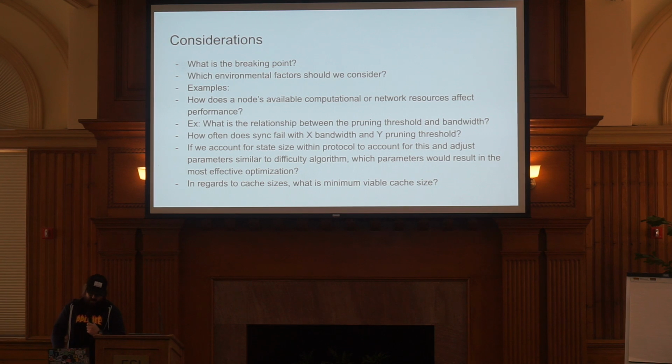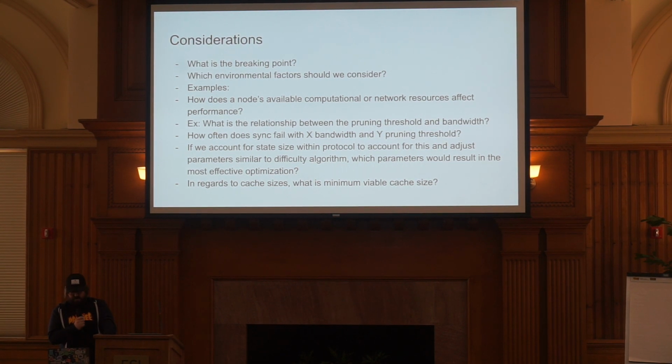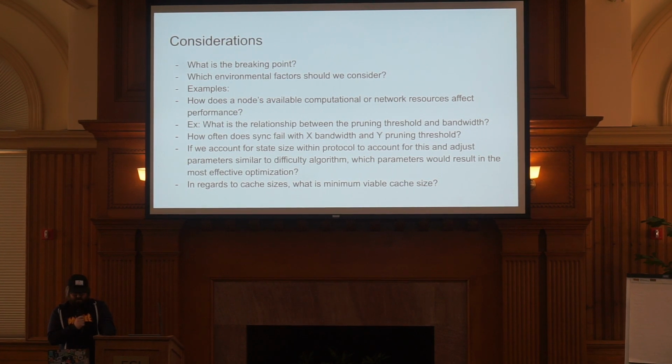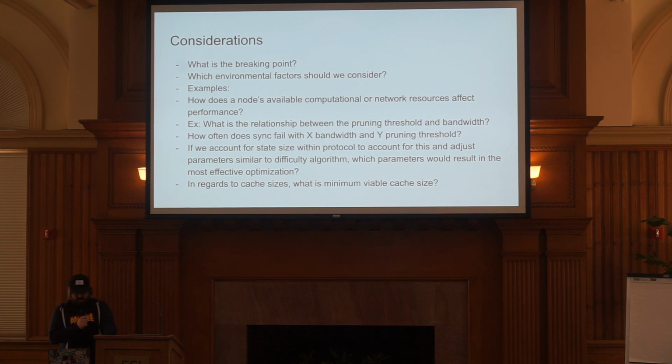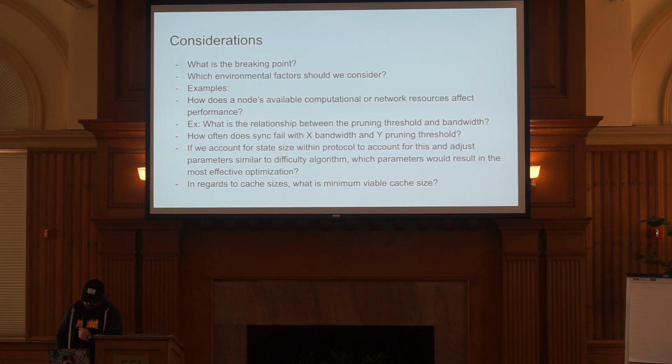This is kind of a brain dump, and I'm presenting it so we can start some dialogue amongst ourselves and formulate a more structured way of testing and validating these things. So, which environmental factors do we consider? How do a node's available computational or network resources affect performance? What's the relationship between pruning threshold and bandwidth? How often does a sync fail with X bandwidth and Y pruning threshold? If we account for state size within the protocol, what parameters would result in the most effective optimization, and which parameters should we tweak and tune? And in regard to cache size, what's the minimum viable cache size? All of these are things that we should go about researching.